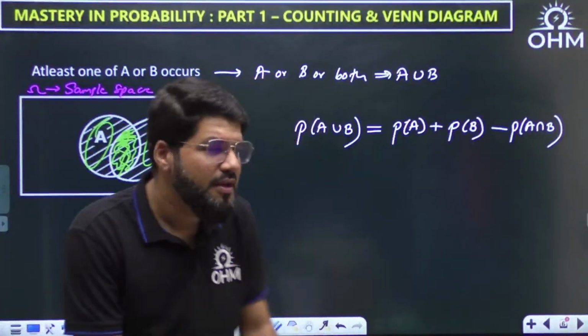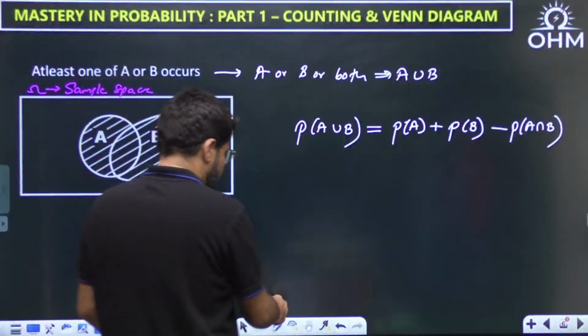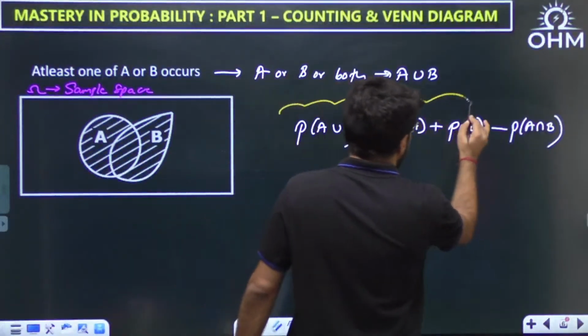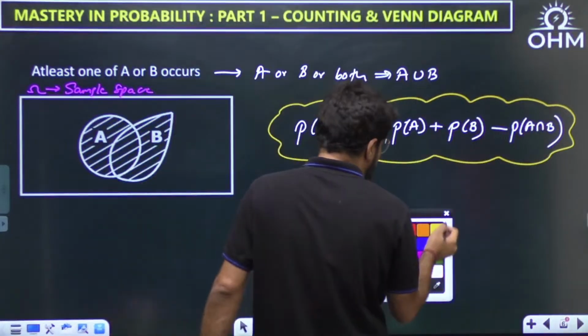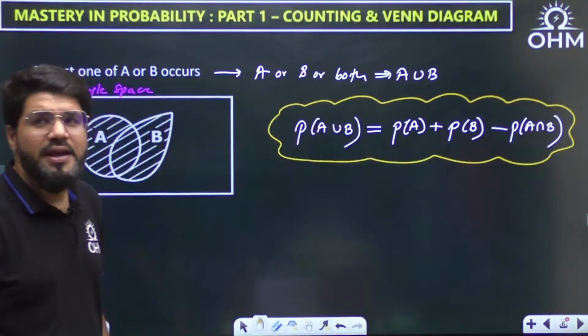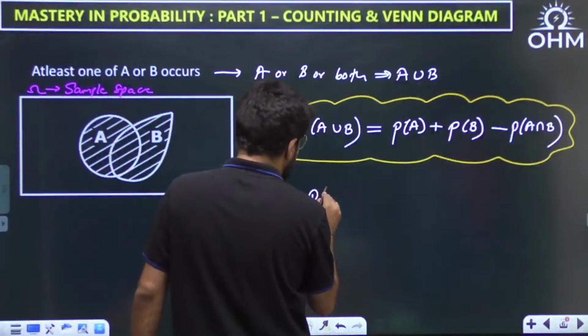P of A union B, that is a very basic formula. P of A union B is PA plus PB minus P of A intersection B, not only for this question but for other places also. This one is important.